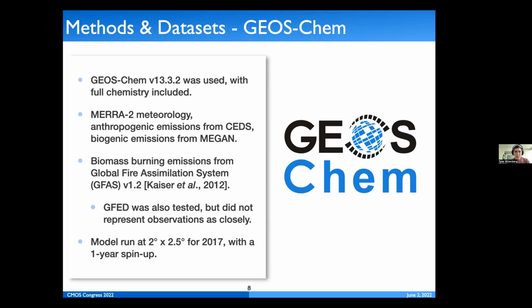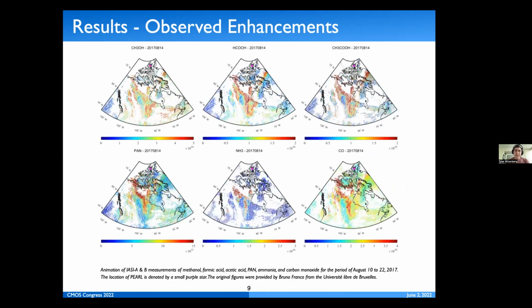So we ran the model at 2 degrees by 2.5 degrees for 2017 with a 1 year spin up of the model leading up to that. So just jumping right into some of the results.